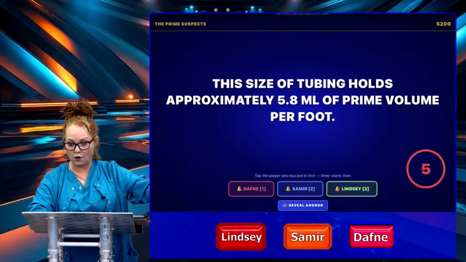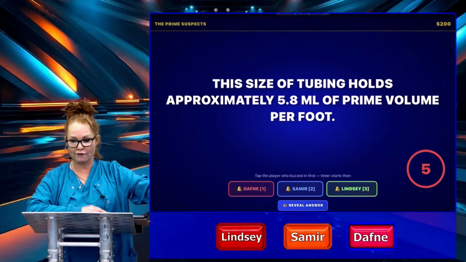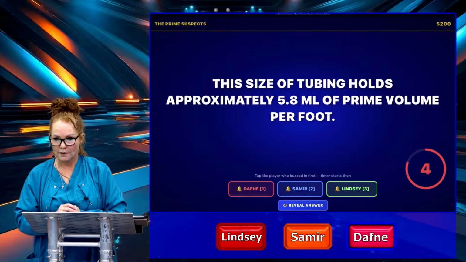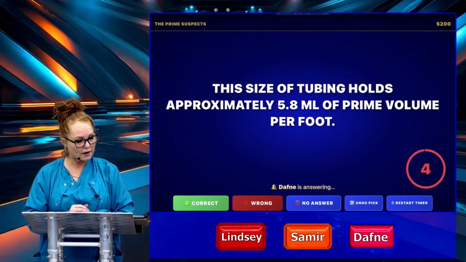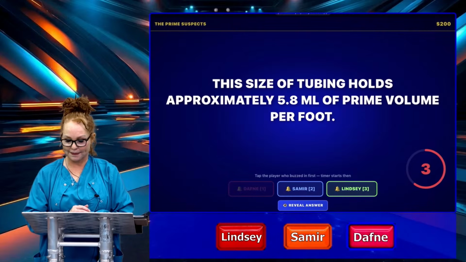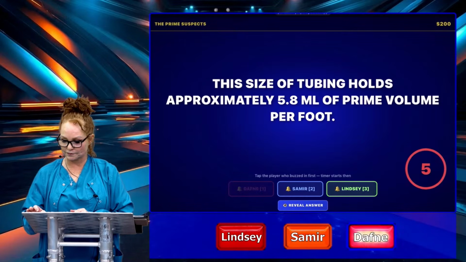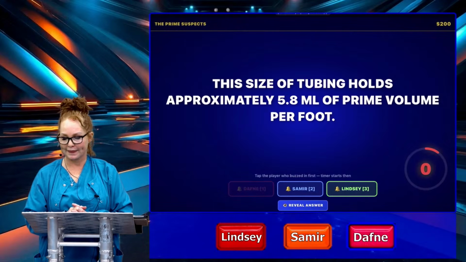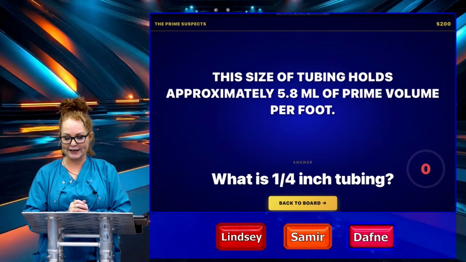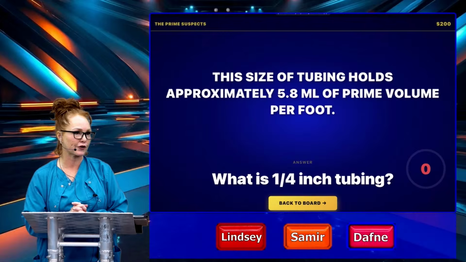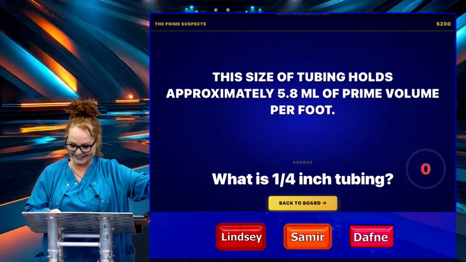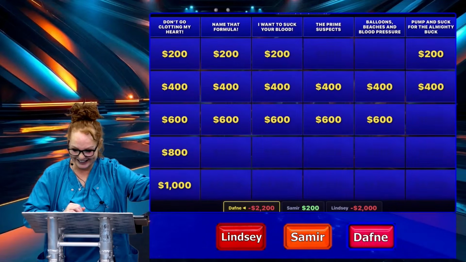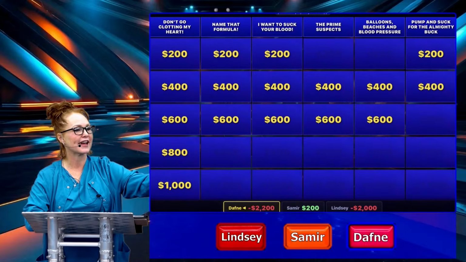The size of tubing holds approximately 5.8 milliliters of prime volume per foot. What is half-inch tubing? That is incorrect. Anyone else? 40 milliliters is for half-inch tubing. Anyone? I don't want to guess. The correct answer is what is quarter-inch tubing? I was going to say something small. Daphne, you have control of the board.